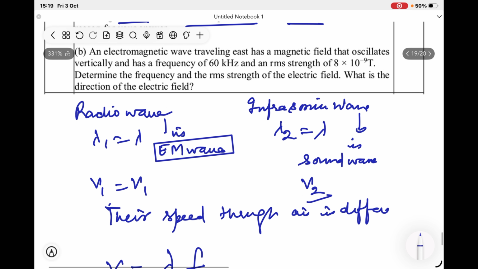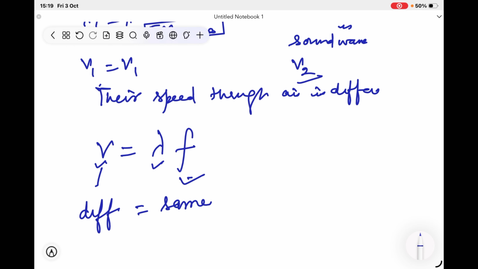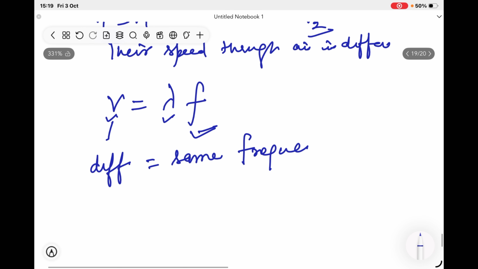Sorry, the wavelength is the same. Yes, wavelength is the same. Velocity is different. Wavelength by chance they have given same, so frequency will be different. You can simply write this.